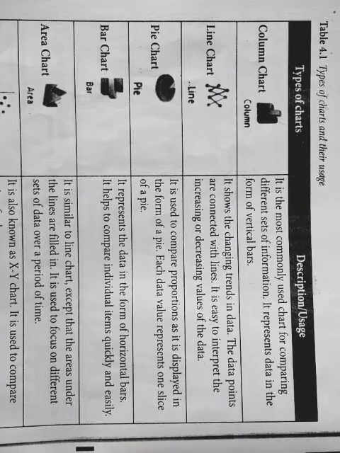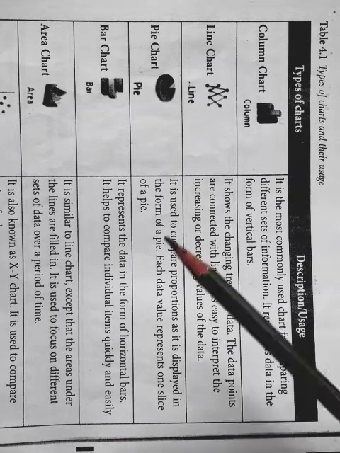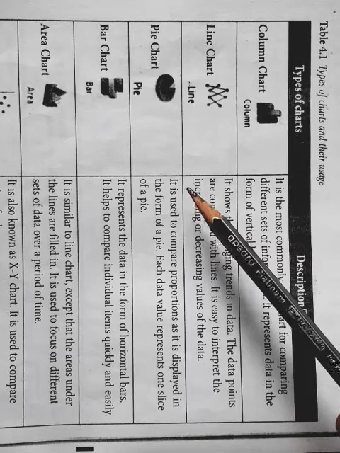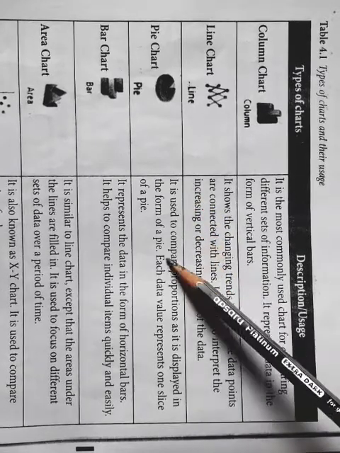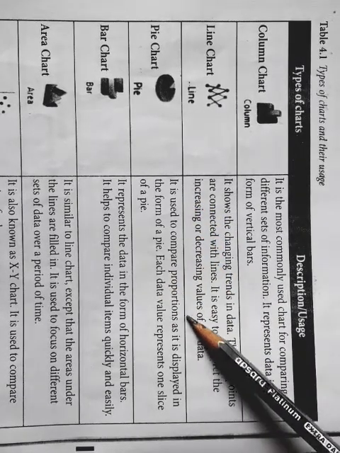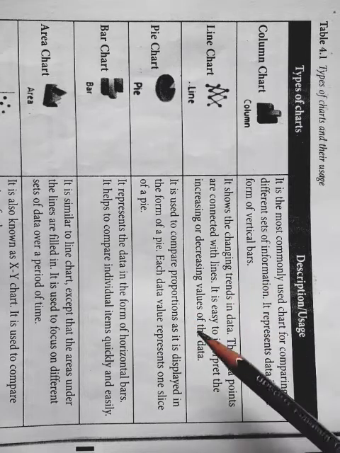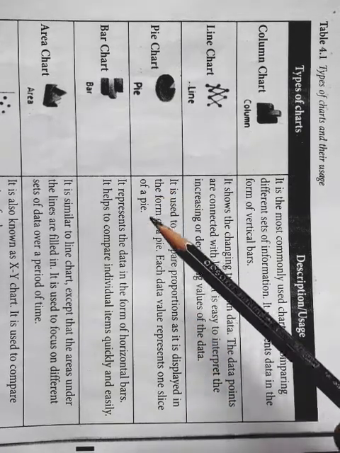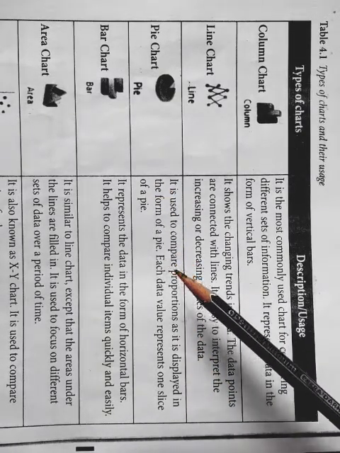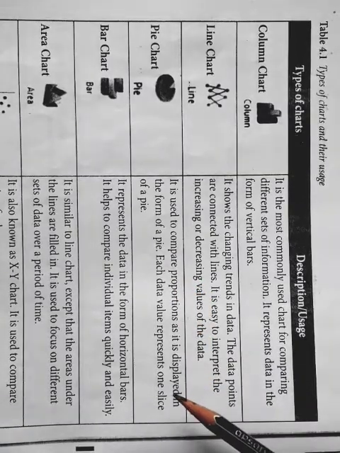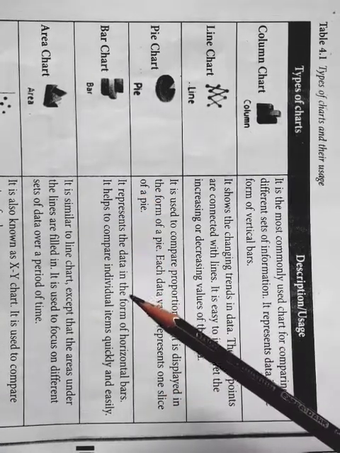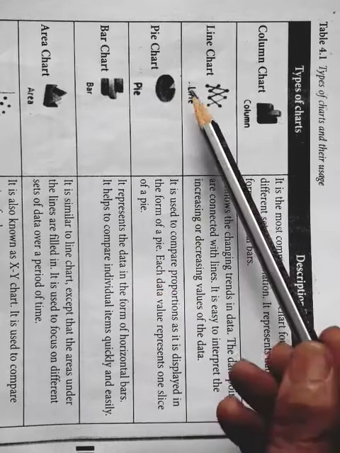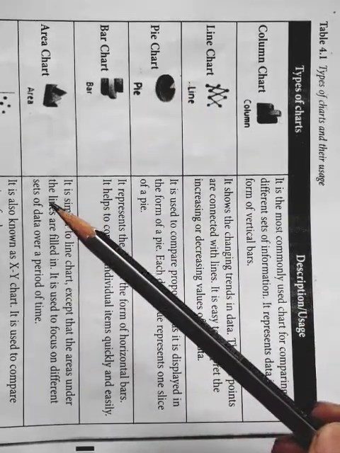Next type is your pie chart. Now, a pie chart is used to compare proportions. See, this is a very important word, proportions, as it is displayed in the form of a pie. Each data value represents one slice of a pie. It looks like a pie, that is why it is called a pie chart.